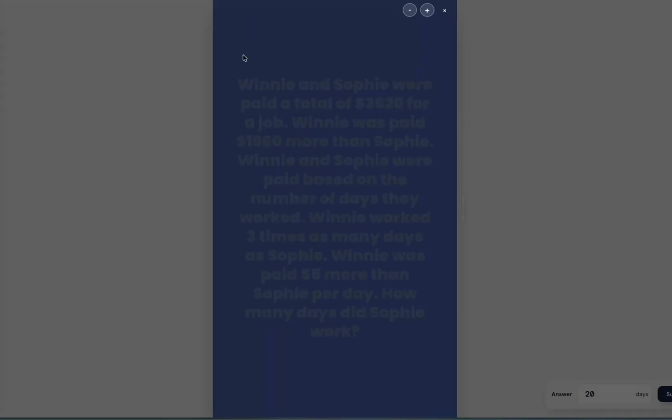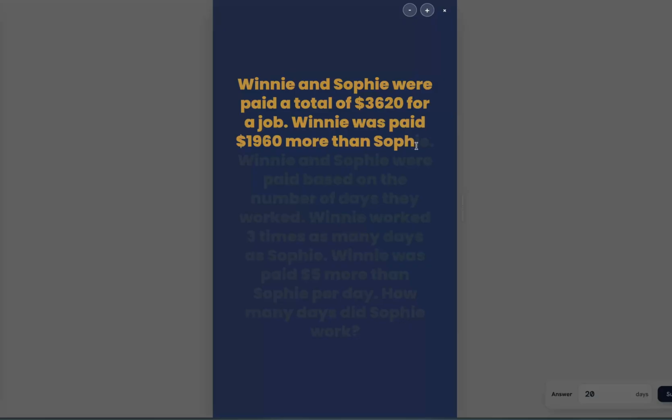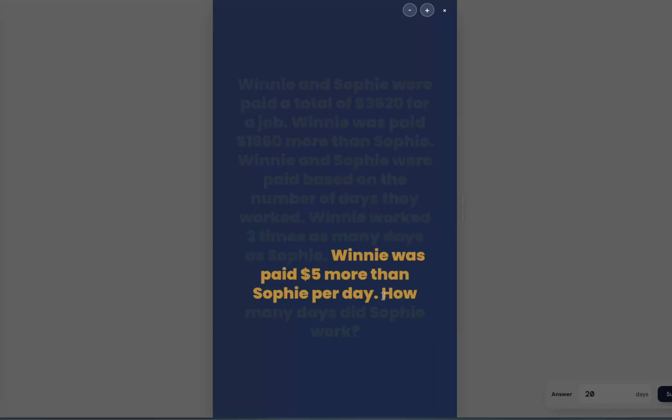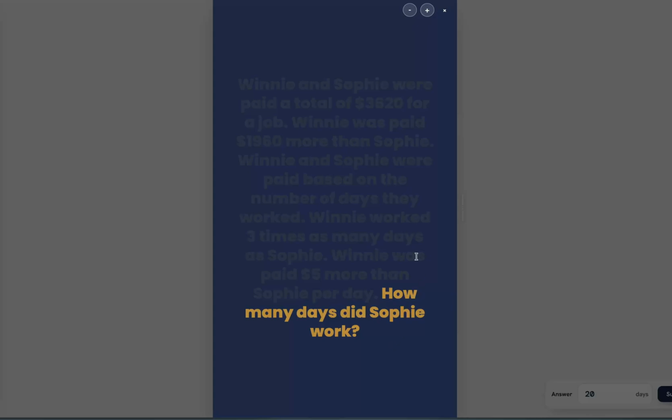Question 10, part B. Winnie and Sophie were paid a total of $3,620 for a job. Winnie was paid $1,960 more than Sophie. Winnie and Sophie were paid based on the number of days they worked. Winnie worked 3 times as many days as Sophie. Winnie was paid $5 more than Sophie per day. How many days did Sophie work?